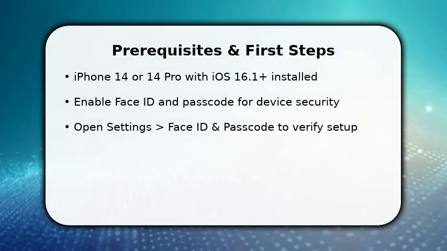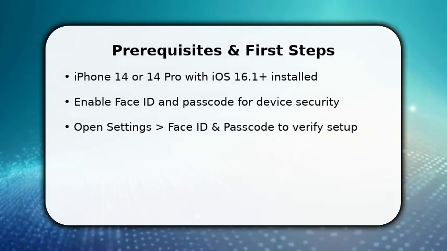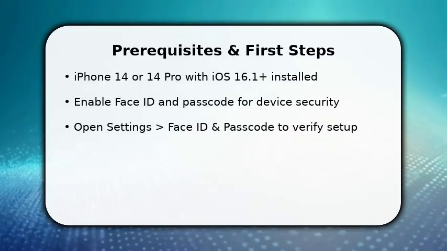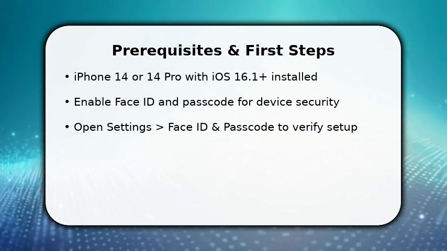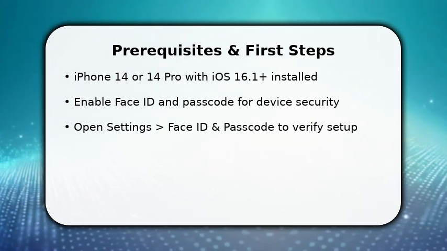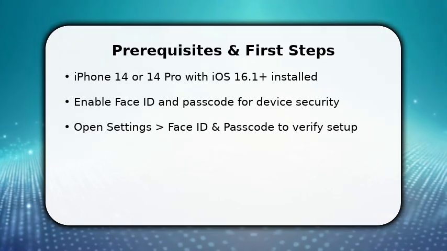Now go into Settings to confirm version and security options. If you're not updated, install the iOS update and restart your phone. After the restart, return to Settings and prepare to enable feature-specific controls in the next steps.